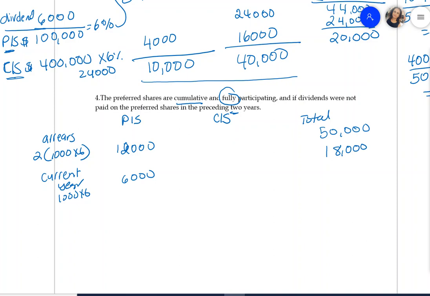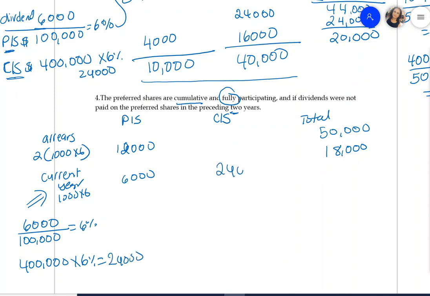Now for the current year, what percent do we give to them? Again, we know we gave them 6%. How did we get the 6%? The dividend that we paid to them was 6,000. The value of preferred shares was 100,000, which gives you 6%. If we gave them the 6%, common wants the same thing. So the value of the common share is 400,000 times the 6%, which is going to give you 24,000. So we got the 24,000. So altogether, we give them this, and then we are left with 8,000, I believe. So now this 8,000 is fully participating.